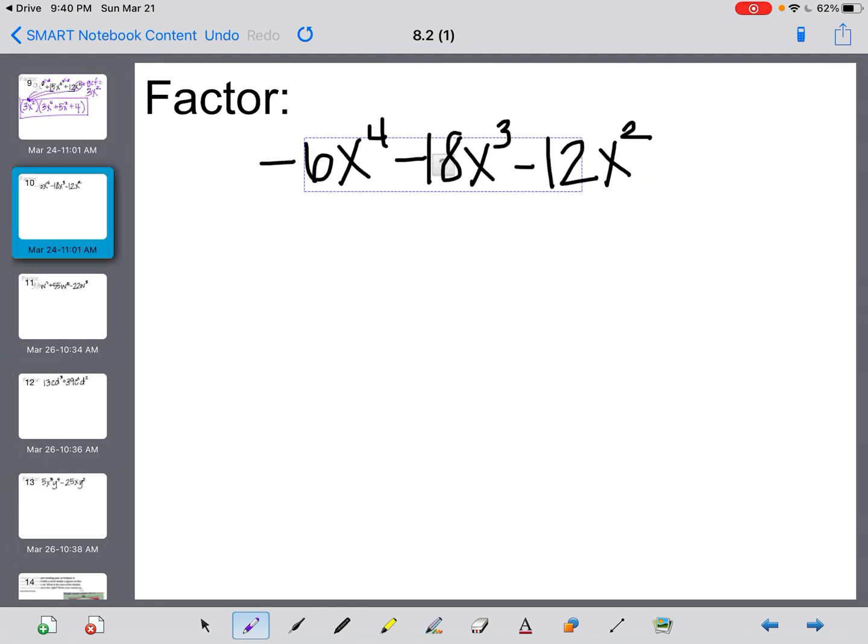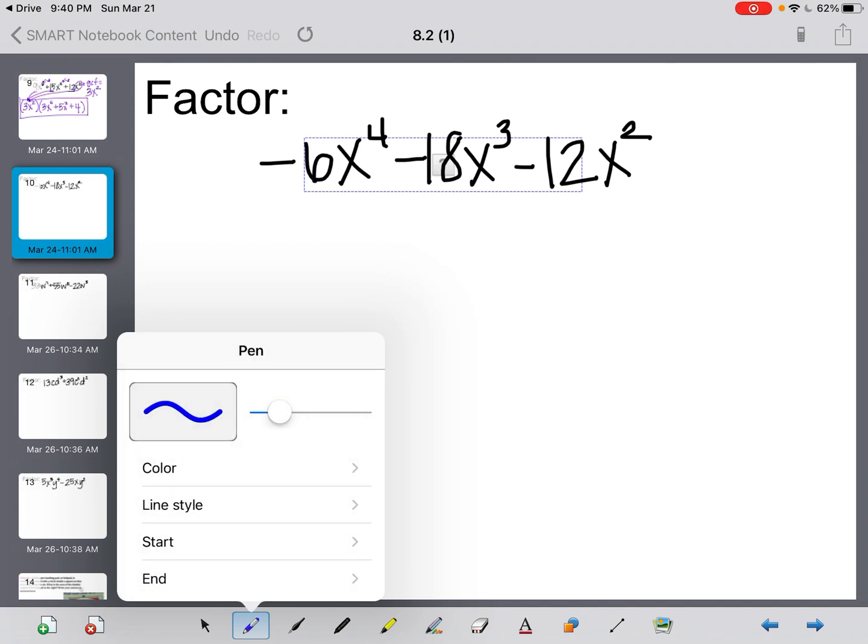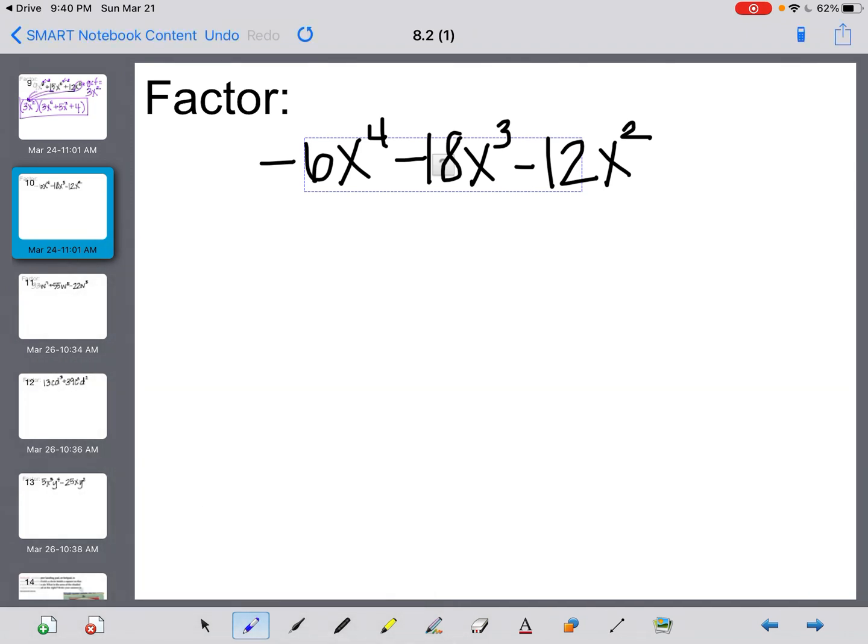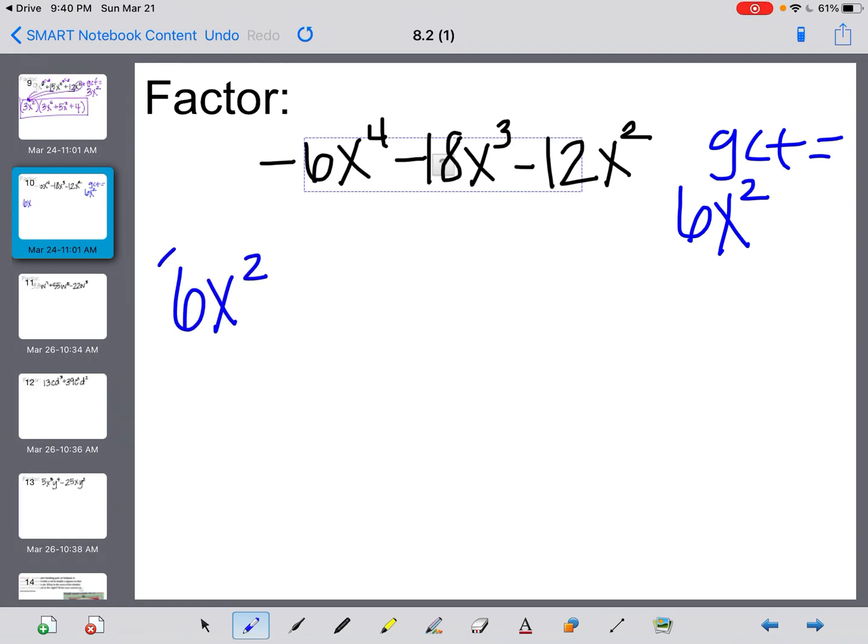Okay, this one, the number that they can each be divided by is 6. And the smallest exponent is 2. So 6x to the second power is our greatest common factor. When I pull 6x to the second power out, that means I'm dividing each thing. So this one, if I do negative 6 divided by 6, I get a negative 1x, and I took 2 x's out, so I have to subtract 2.